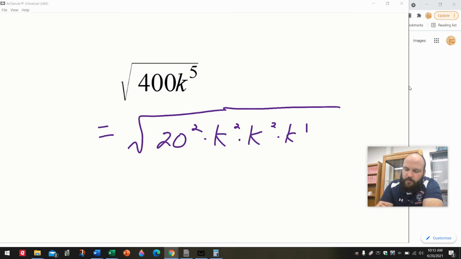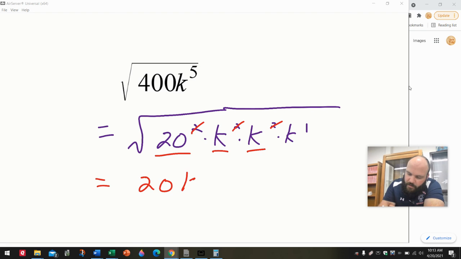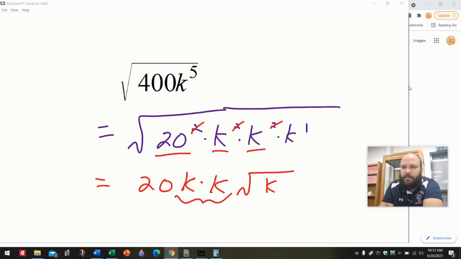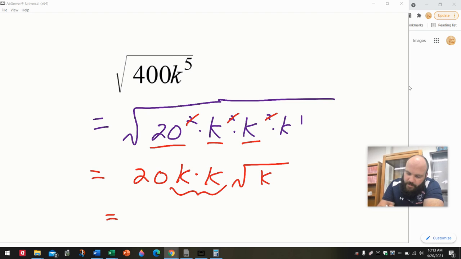Now everything that has a square will get the square canceled and the base underlined, just like that. So everything underlined can come out, and everything that is not underlined will stay behind. So we will be left with 20 k times k, and then square root of k. Now the last thing to notice is these two k's can combine, and we end up getting 20k to the second times the square root of k. And there's our final answer.